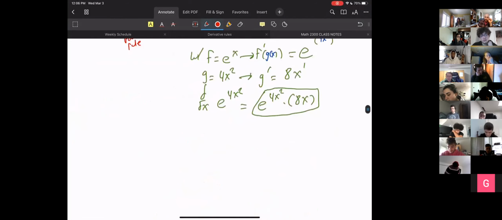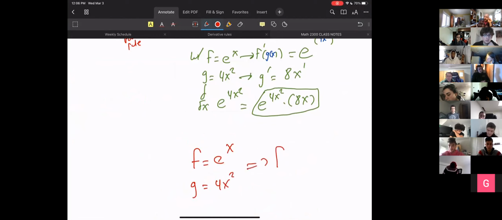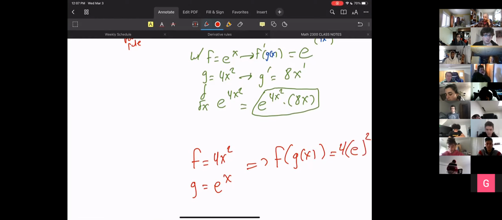If we had f being e to the x and g being 4x squared, and we did f of g, right? That would be taking, I just wrote the same thing down. Sorry, I meant to switch those. F was 4x squared and g was e to the x. Then that would be taking the x out of f and putting in the g. Do you see that?